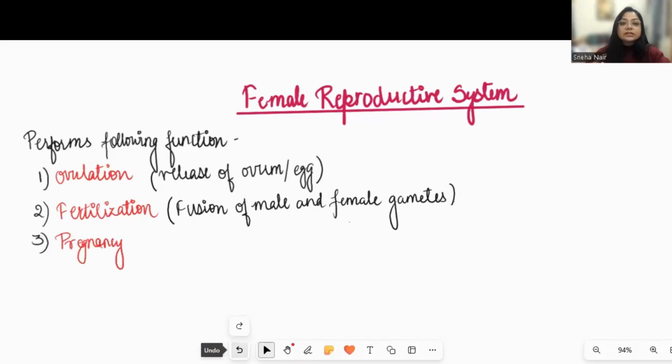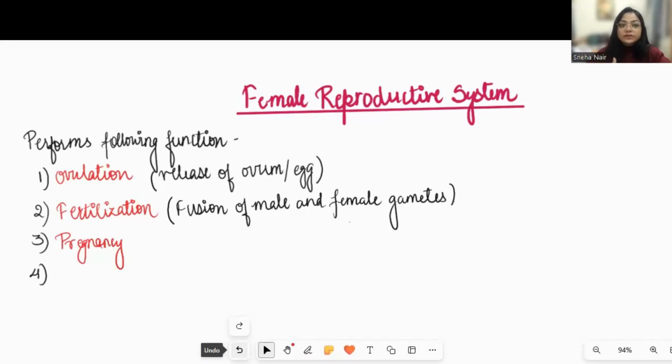Now, third is pregnancy. That is, after fertilization, the implantation takes place. The zygote is present in the mother's womb, where it continuously develops over a period of 9 months, and which is then delivered. All right. So the female reproductive system helps in pregnancy.